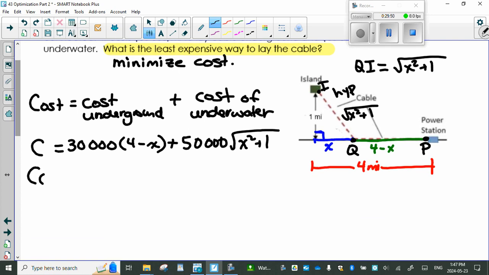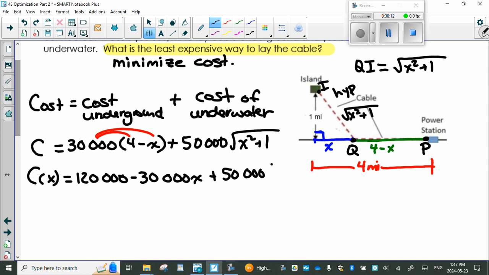And then I can write it as C of x. I want to make it easily differentiable, so I'm going to distribute there. So I got 120,000 minus 30,000 x plus 50,000 times x squared plus 1 to the half.